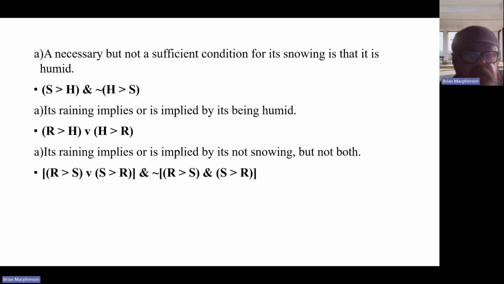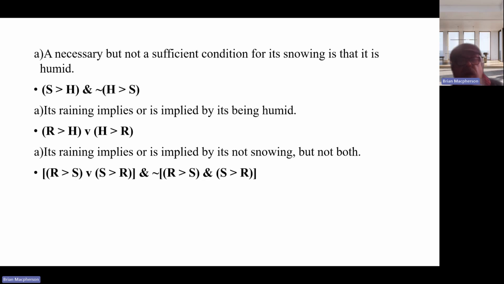It's raining implies or is implied by its being humid. So it's raining implies it's being humid would simply be R then H. It's raining is implied by its being humid would be H then R, and I can join those by or. That's the main connective.